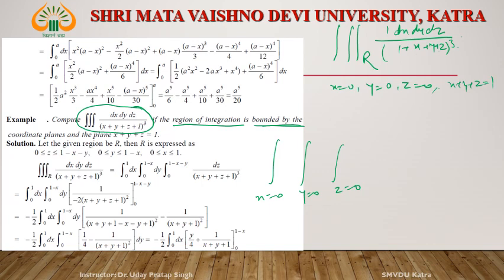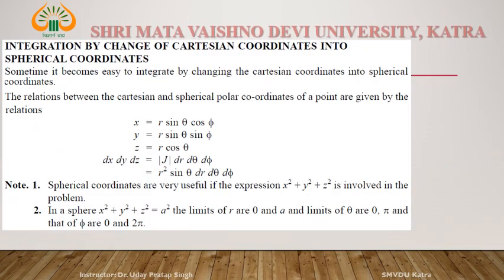So what is z? 1 minus x minus y. If we take the projection on the xy plane, then z equal to 0. What is y? y equals 1 minus x, and the limit of x is 0 to 1. The integrand is 1 by (1 plus x plus y plus z) whole to the power 3 dz dy dx. First with respect to z, second with respect to y, and third with respect to x. So evaluate this integral.